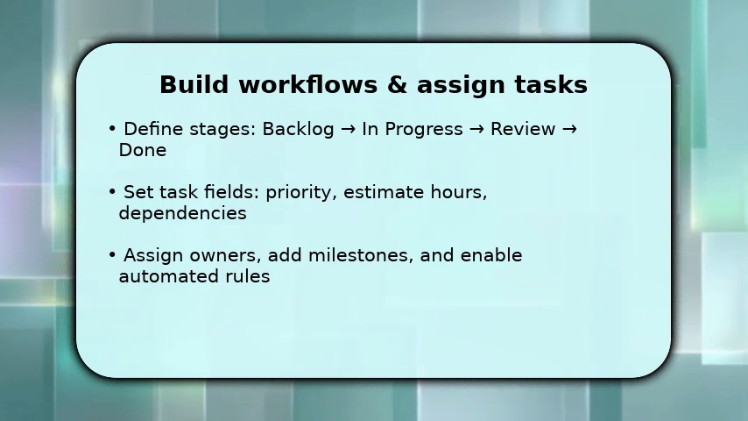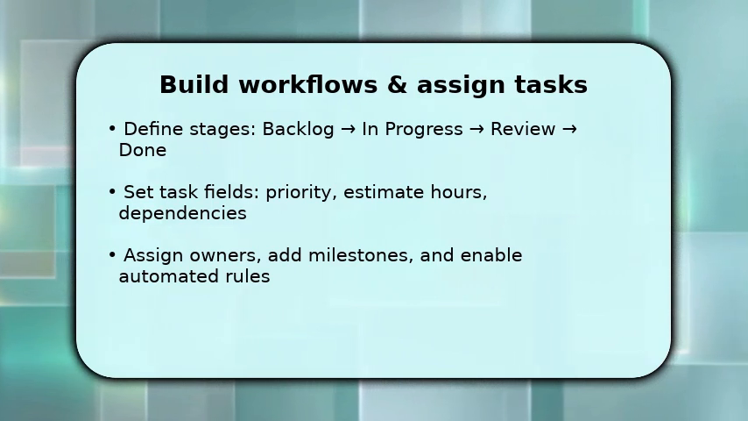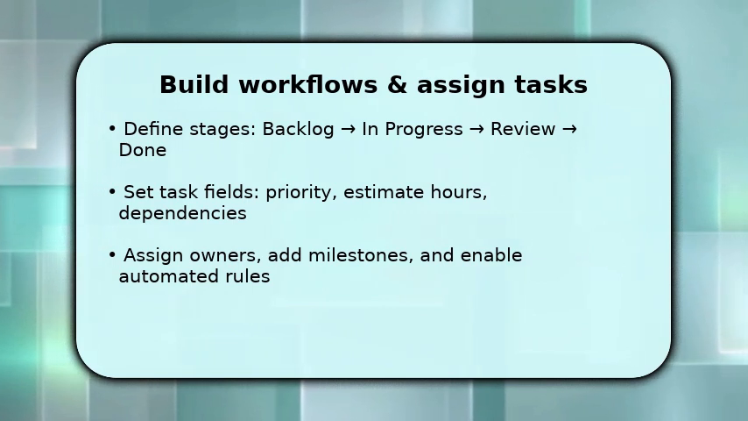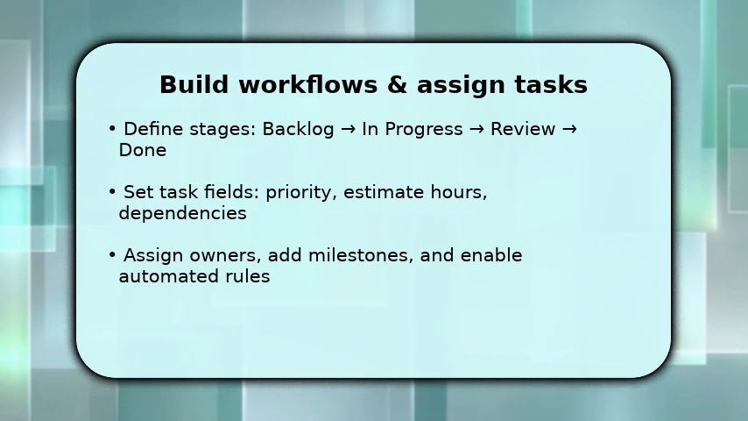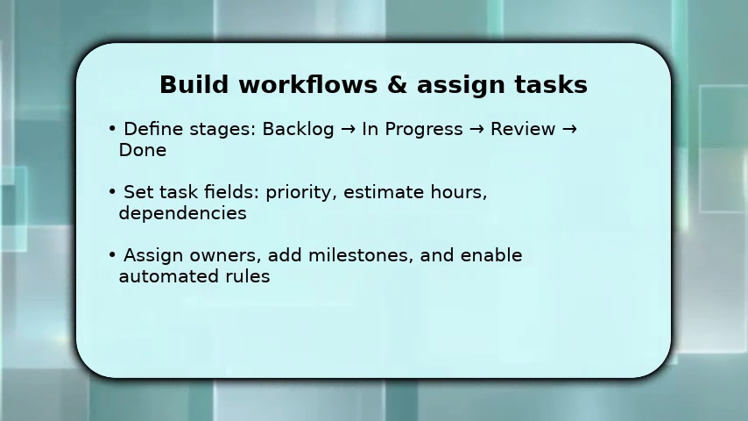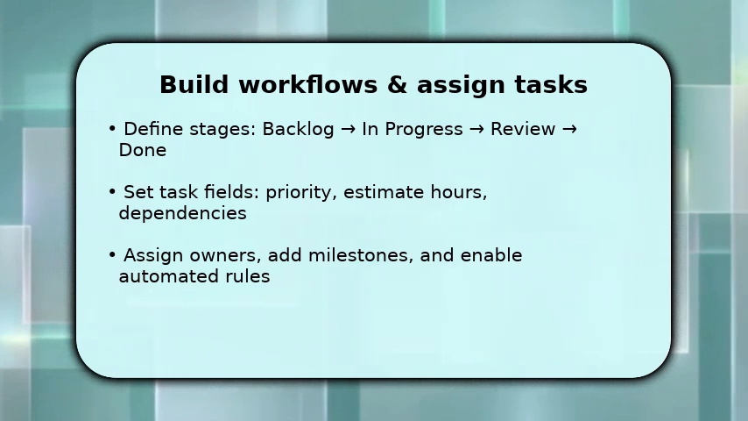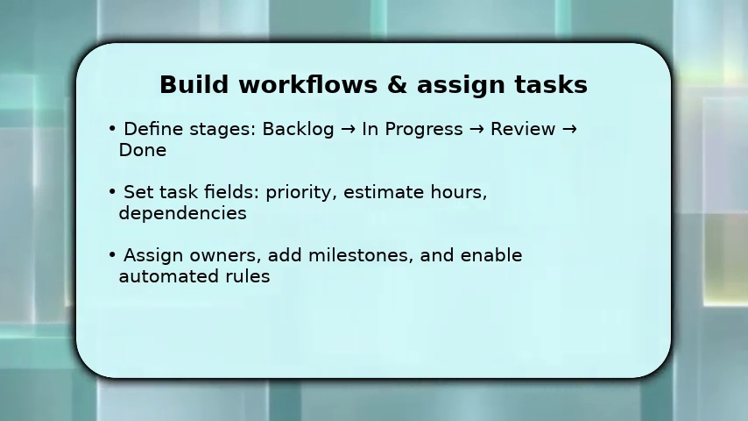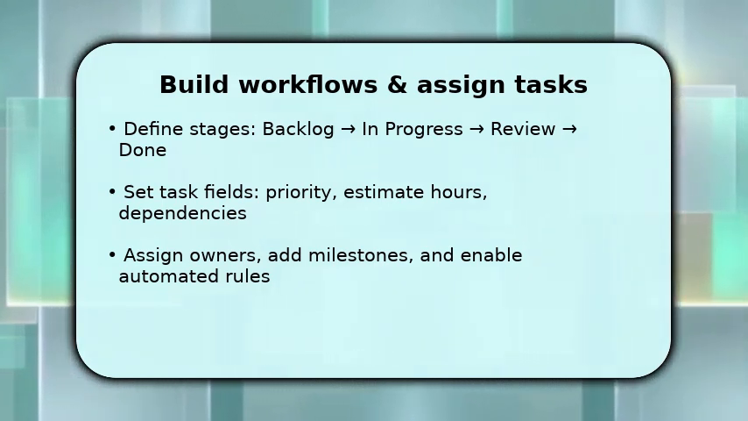Now you build the system that teams will use daily. Create explicit workflow stages: backlog, in progress, review, done, and map which roles can move items between them. Then configure task fields: priority, estimate in hours, and dependencies so timelines auto-adjust. Assign owners and add milestones to visualize delivery points. Once these elements are in place, enable automated rules to move tasks or notify people. This reduces manual overhead and keeps status accurate without constant micromanagement.